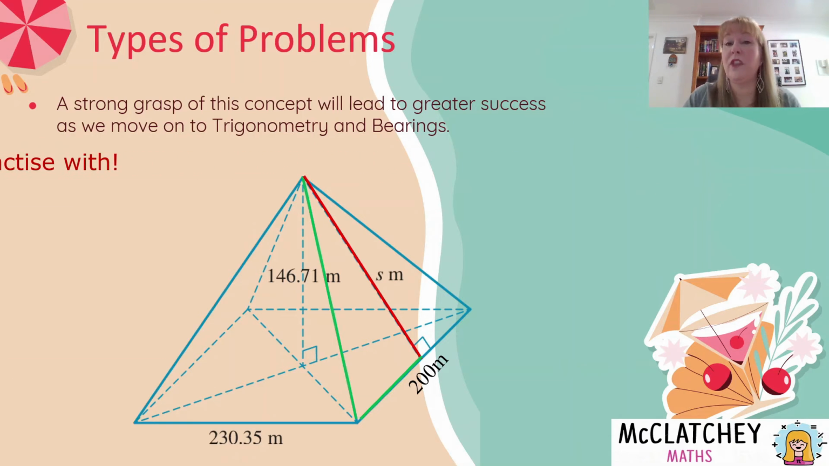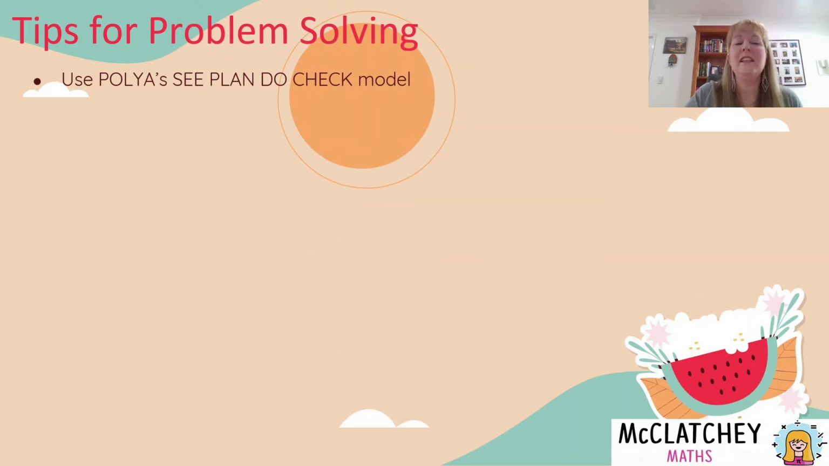So if we can work with 3 dimensions and start to draw diagrams or work with diagrams that really help us, then we are 90% of the way there. So some tips I have for problem solving. One of them is to use Polly's C-Plan Do Check model. You may actually have this model at your school that you've been practicing since junior school.